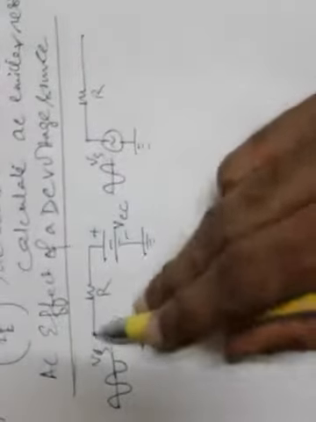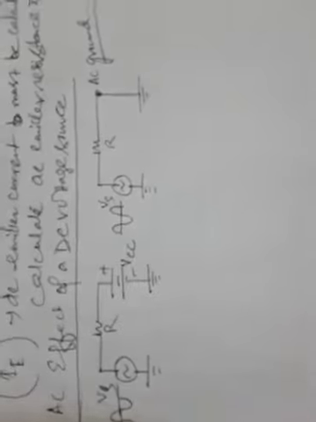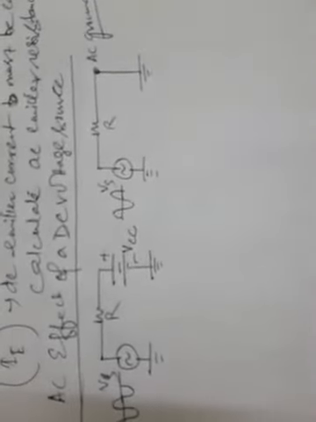When the AC signal source is delivered through R to a DC source VCC, this VCC in AC analysis will be acting like a short, and this node will be called AC ground. So this is the fundamental concept. Now why is this so?